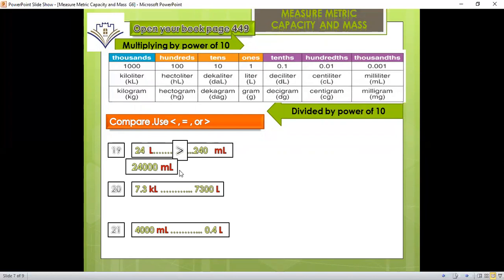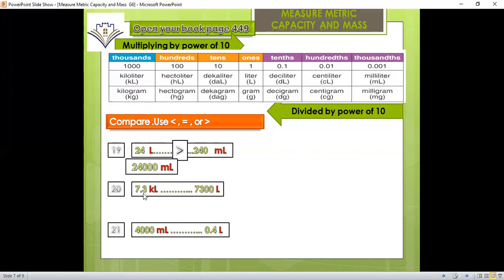Question number 20. 7.3 kiloliter dots 7,300 liter. What is the biggest here? This is the biggest, the largest unit. We need to convert from largest to smallest. What is the largest? This, kilo. We need to convert it to liters. Then how many jumps? 10 multiply 10 multiply 10 means multiplied by 1,000.